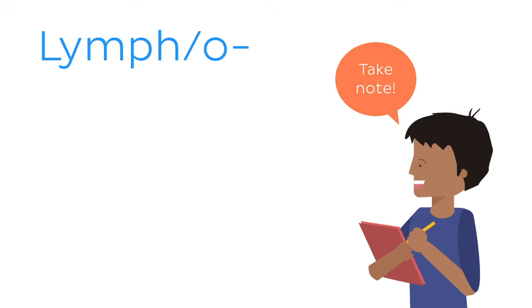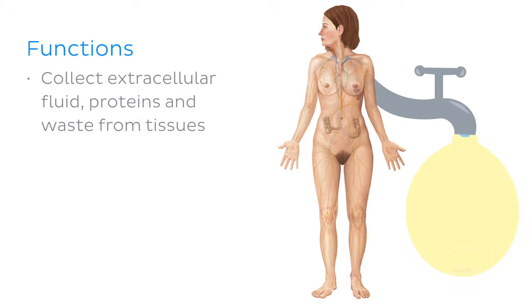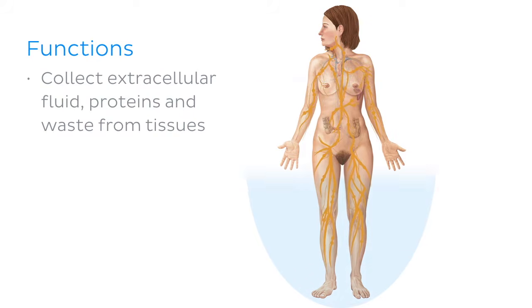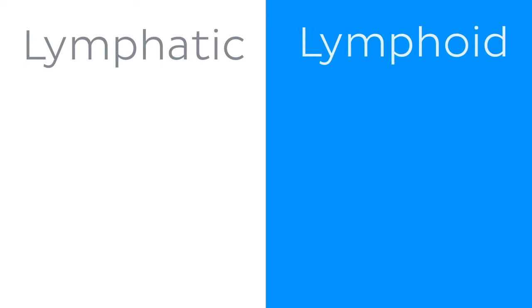So we're going to start with the basics here, and the lymphatic system has two main functions. The first is to collect extracellular fluid, proteins, and waste from your tissues, and reintroduce them to the bloodstream for processing. The other is protecting the body from various invaders. These two functions lend themselves to two similar yet different terms which come up often when talking about the system. These are lymphatic and lymphoid. So what is the difference between them?